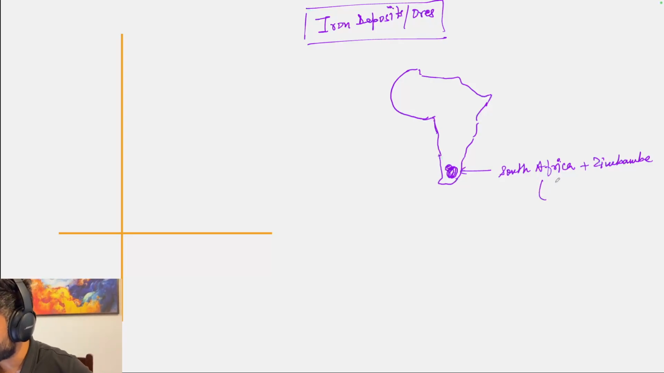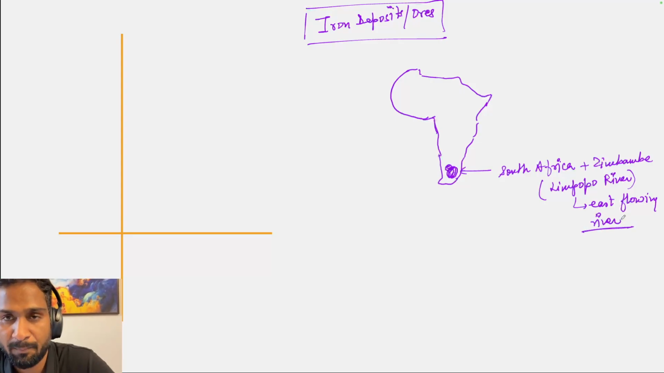If you know, there is a river over here, Limpopo River. Limpopo River is an east flowing river. So the Limpopo province, the Limpopo area, there we have rich deposits of iron ore. Okay, then coming to another region, this region, Gabon and Congo.